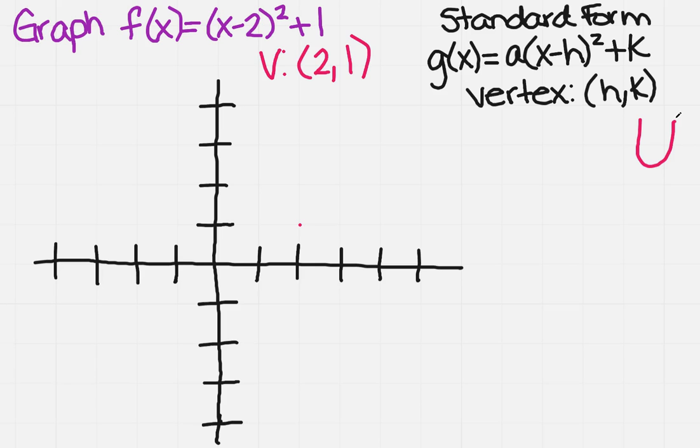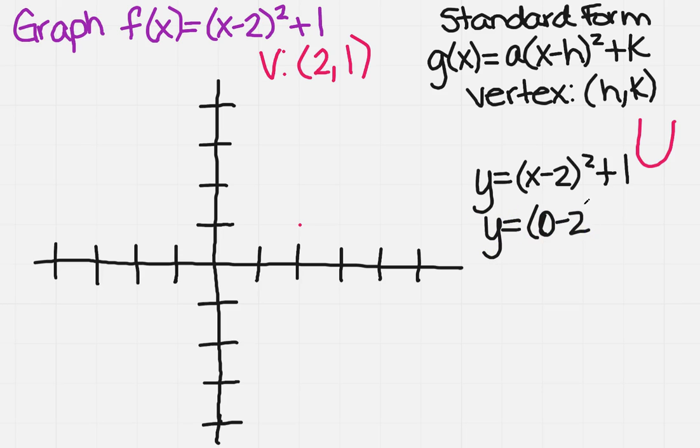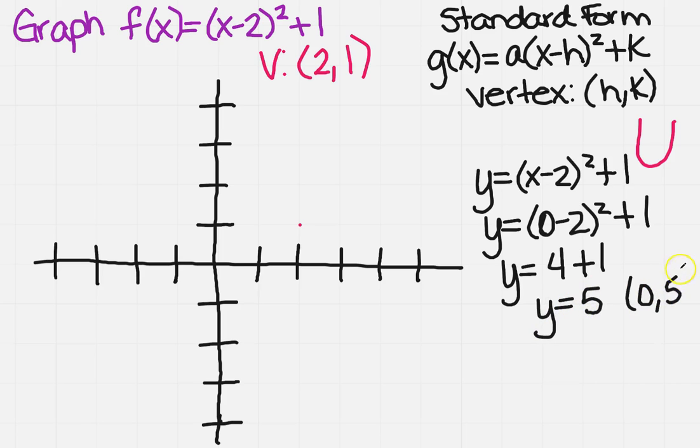Now, I understand that, and now I need to figure out, are there any y-intercepts? Because this would make it a lot easier to graph if I knew what my y-intercept was. So if you want to find your y-intercept, remember you're going to plug in a 0 everywhere there is an x. So if I have y equals x minus 2 squared plus 1, everywhere there's an x, I'm going to plug in 0. So y is going to equal 4 plus 1. So y equals 5. So that ordered pair is 0 comma 5.